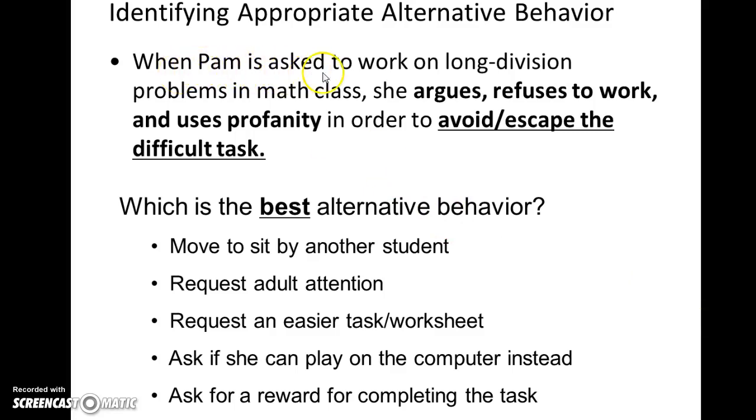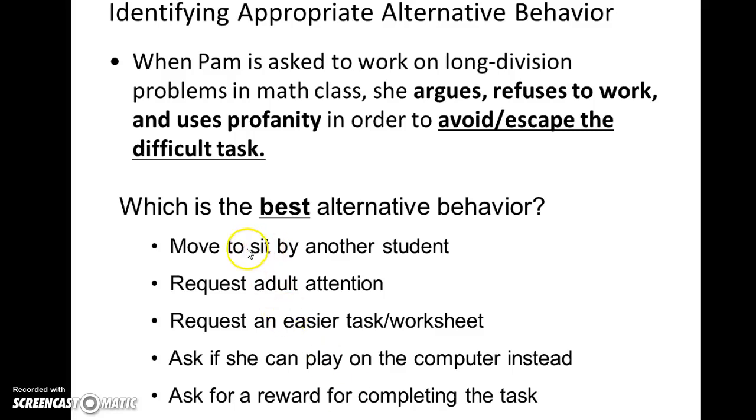So when Pam is asked to work on a long division problem in math class, she argues, refuses to work, and then uses profanity. Those are her behaviors in order to avoid or escape the difficult task. That's the function. So which is the best alternative behavior? Go ahead and stop the video and go through these options and figure it out.